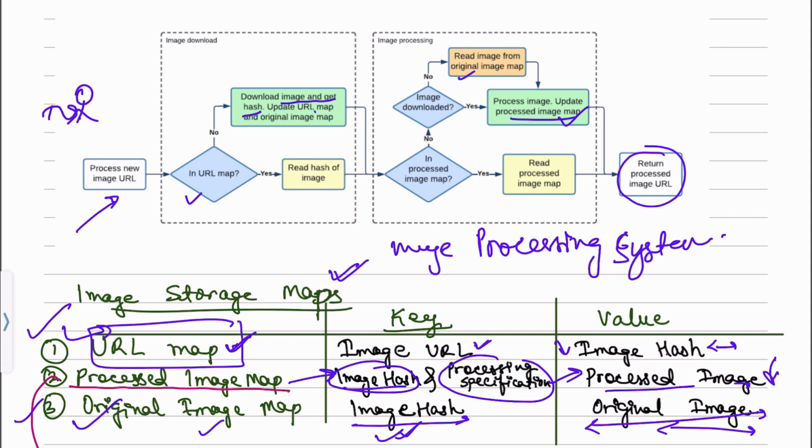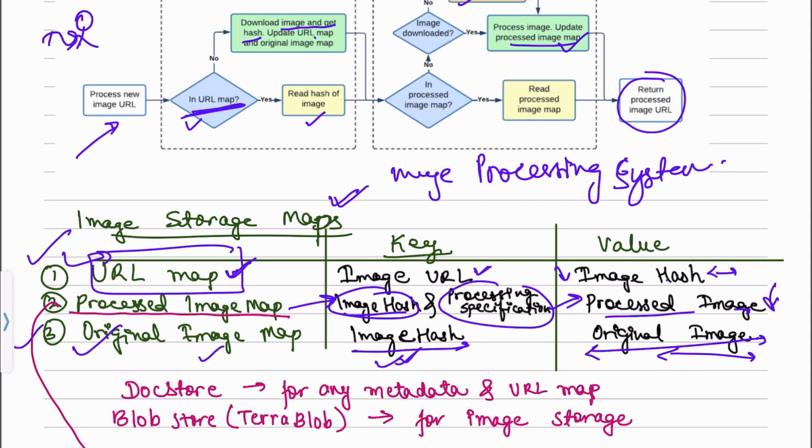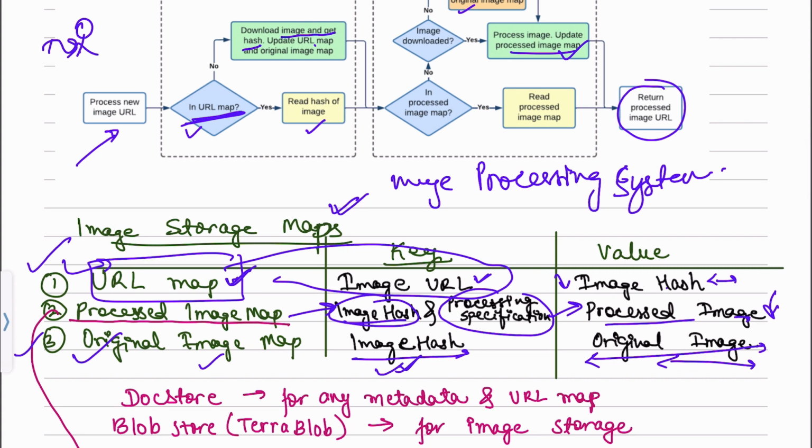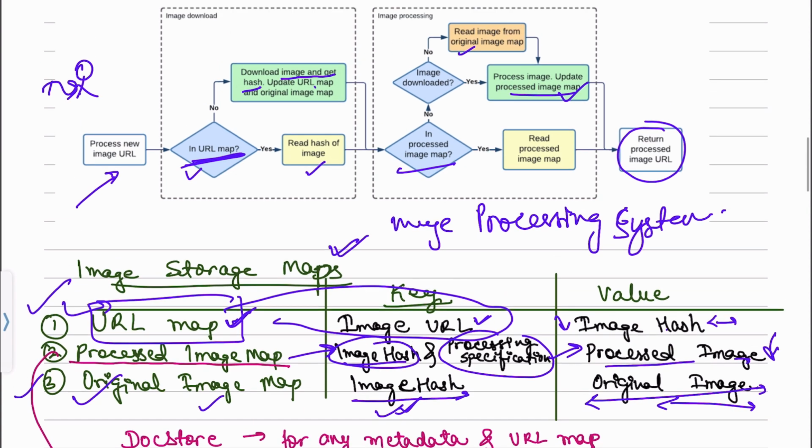Now in case the image is already present in the URL map, what you will do is read the hash of the image, read the image for the hash in this case, and then check if it's processed or not. There might be some scenarios where the image was already there in the URL map, but it was not processed before. So you will again check here if it is processed or not. If it's already processed, then you will directly read the processed image and return the image URL. If it's not processed, then you will again follow the same flow which we discussed already.